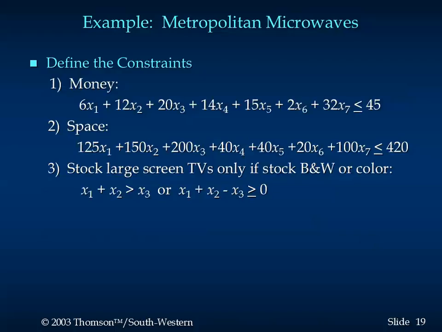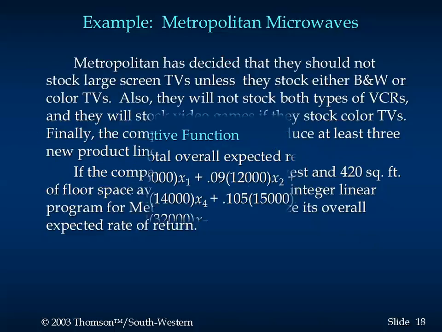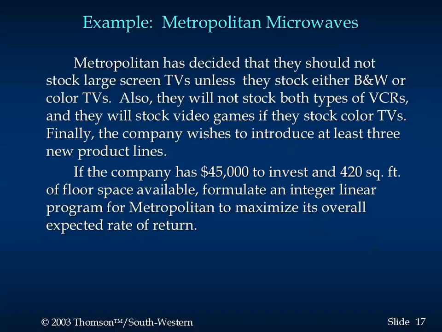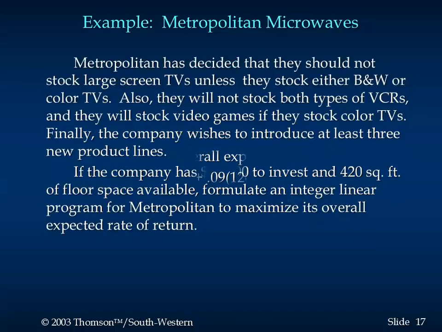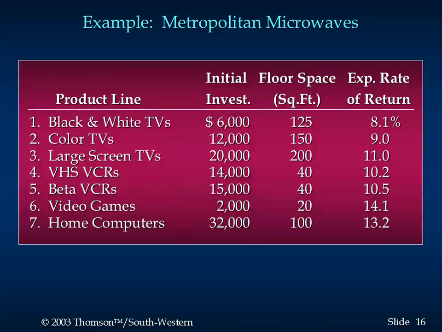Okay, now, what was the condition that the company said? First thing, Metropolitan has decided they should not stock large screen TVs unless they stock either black and white or color. So in other words, large screen TV depends on whether one of these two is taken. So we have to take black and white or color TV, so add those two, and x of the large screen TV is less than or equal to that. I've forgotten which one is large screen. Large screen is 3. So x3 is less than or equal to x1 plus x2. Yeah?